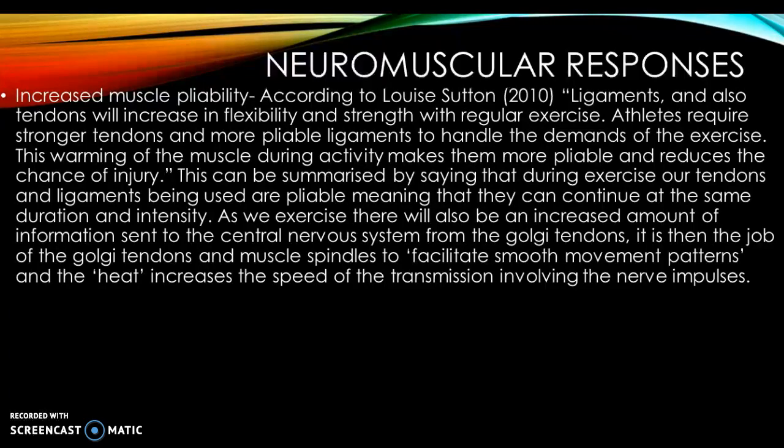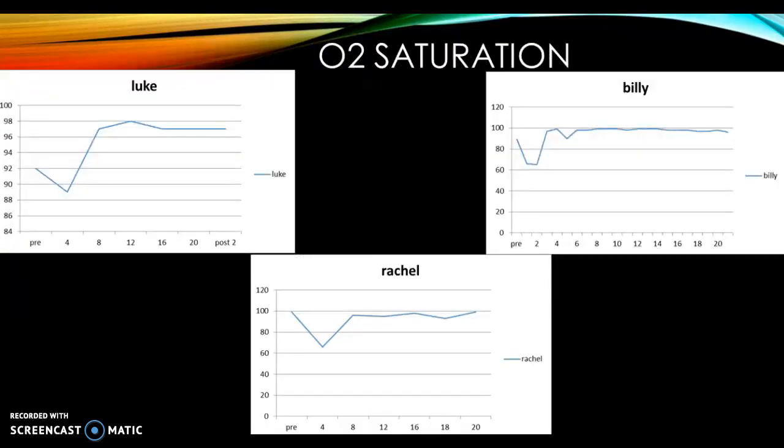This can be summarized by saying that during exercise, our tendons and ligaments being used are pliable, meaning that they can continue at the same duration and intensity. As we exercise, there will also be an increased amount of information sent to the central nervous system from the Golgi tendons. It is then the job of the Golgi tendons and muscle spindles to facilitate smooth movement patterns, and the heat increases the speed of the transmission involving the nerve impulses.